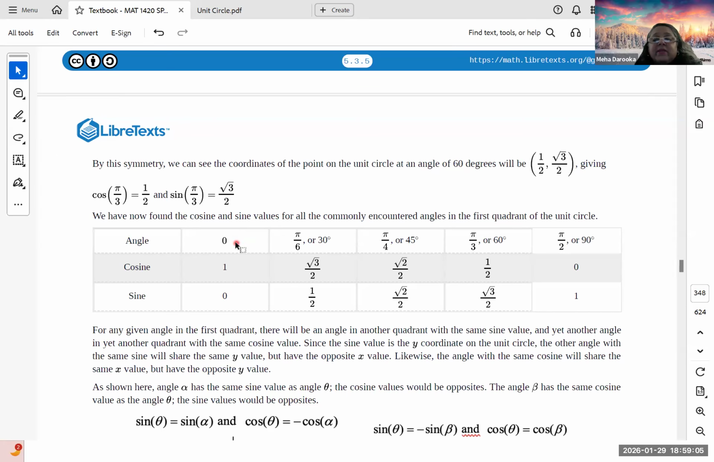So if your angle is at 0, you are going to be right here at the starting point, where we know our x value will be positive 1 and y value will be 0. If you are at a 30-degree angle, your x value would be at square root of 3 over 2, y value would be at 1/2.